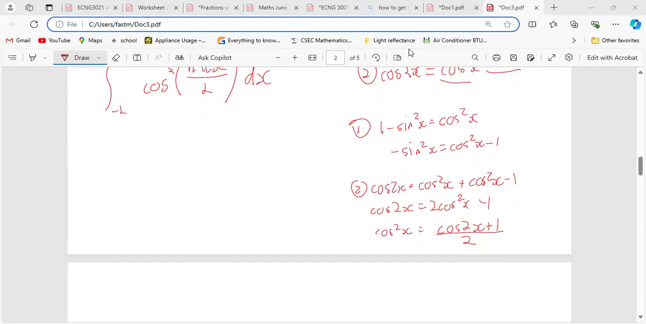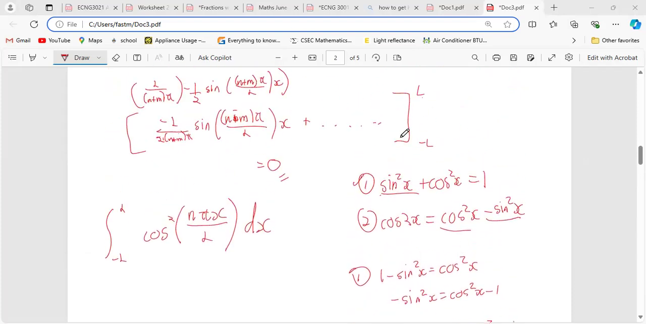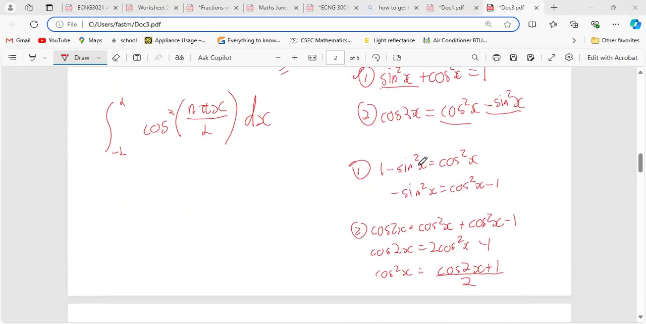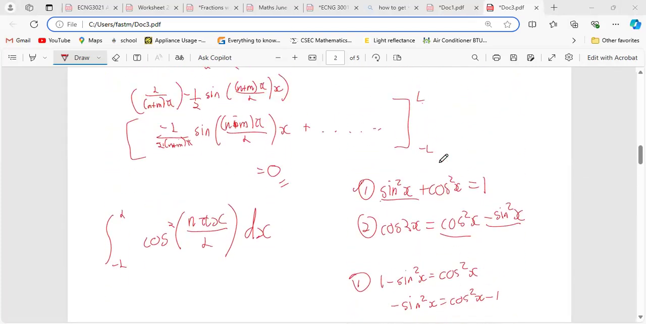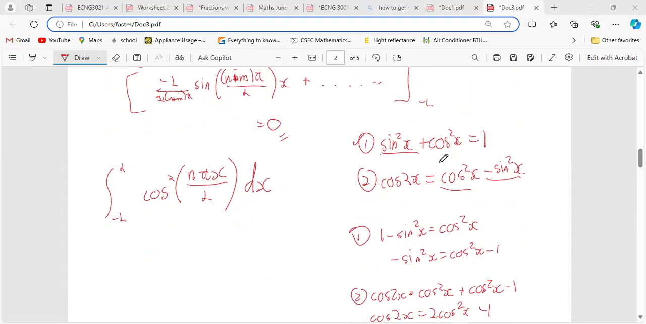Which line are you talking about? I'm not sure if I see what you're talking about. Which line? The number one, where it has 1 minus sine squared x equals cos squared x. 1 minus sine squared is equal to cos squared x. Let me see. Yes. If it be minus 1, no.